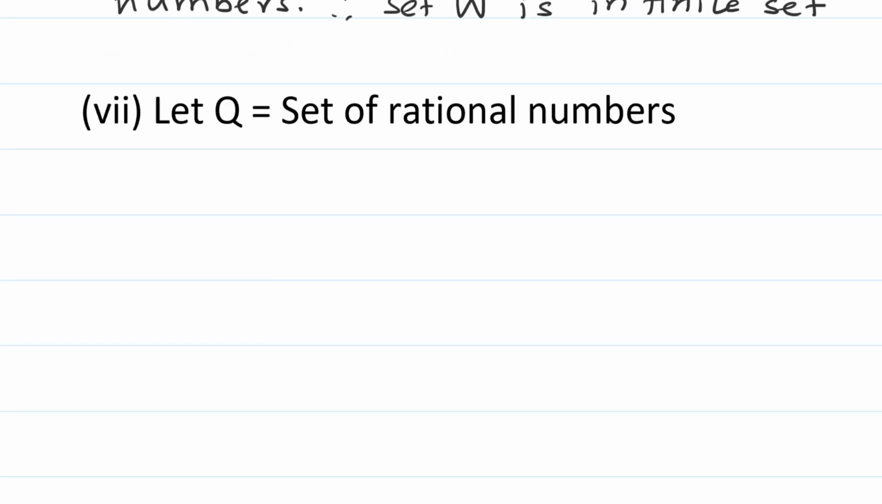Last one, let Q be the set of rational numbers. We know that there are infinite rational numbers between any two rational numbers and therefore set Q is infinite.